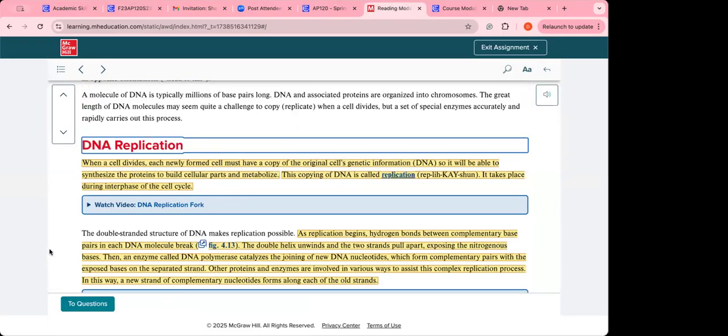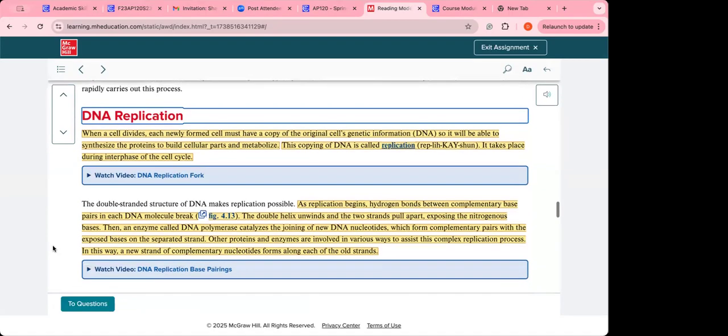Okay, you can look at it. So it says, in this way, a new strand of complementary nucleotides forms along each of the old strands. So you have two old strands that are now apart, and each of them gets a new strand, like a new side of their zipper. So they get one old one and one new one.